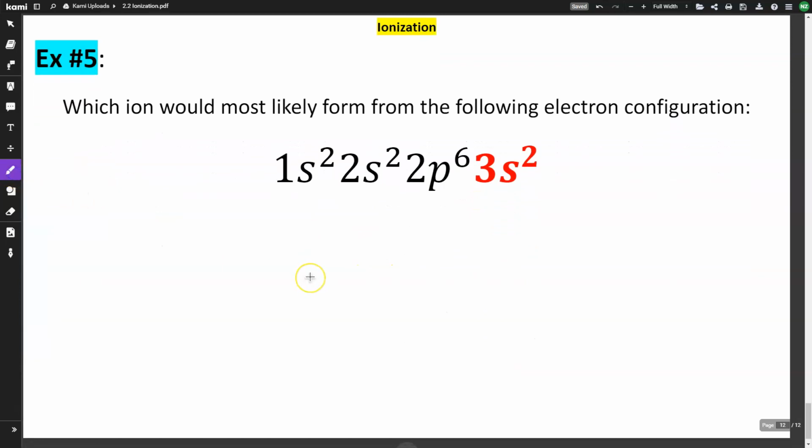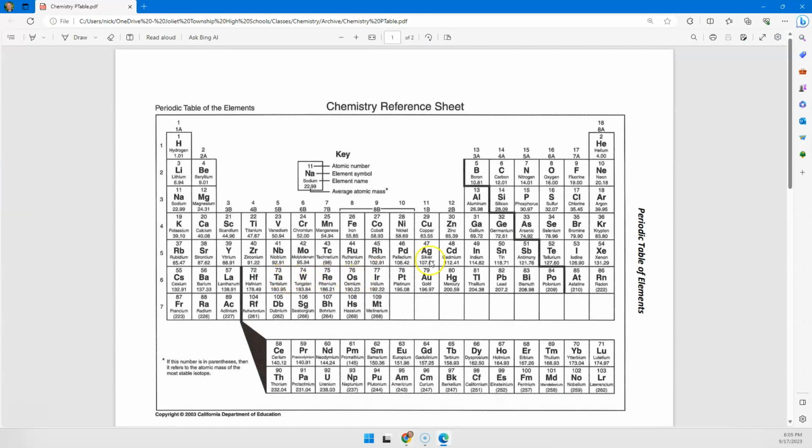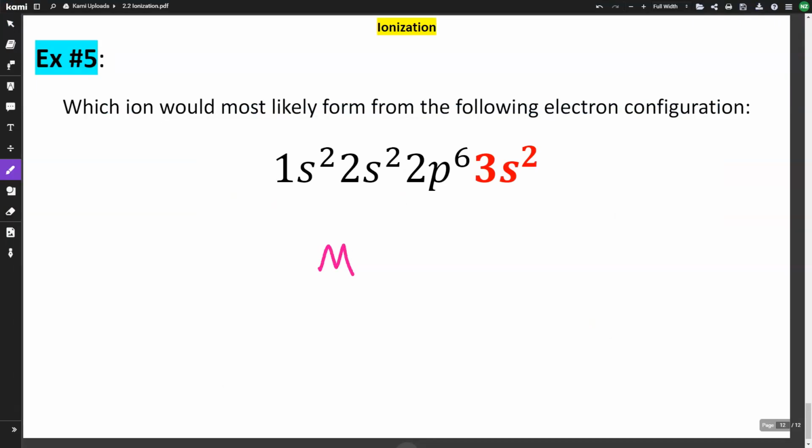This says which ion would most likely form from the following electron configuration. So we have, let's see, 2, 2, 6, 2. We have 12 electrons, which is magnesium, Mg. Magnesium wants to lose 2 electrons to get to that full outer shell. So if I lose 2 electrons, I will now have 2 more protons, and my charge will be +2. That is ionization.